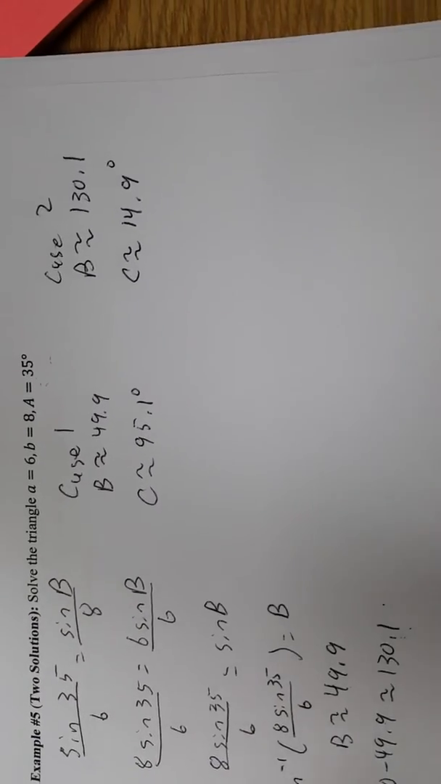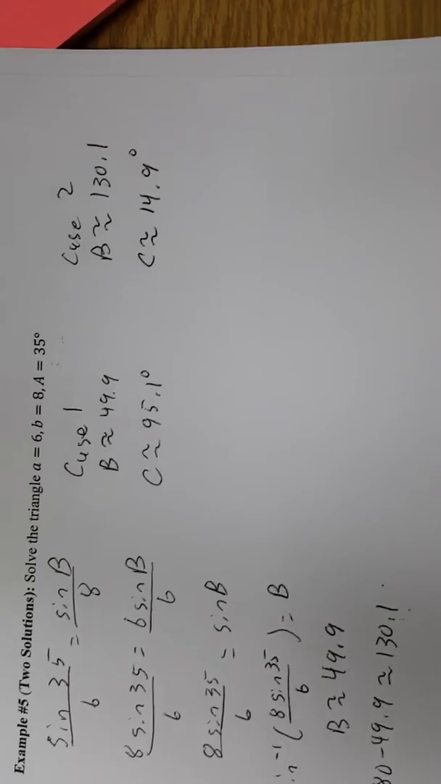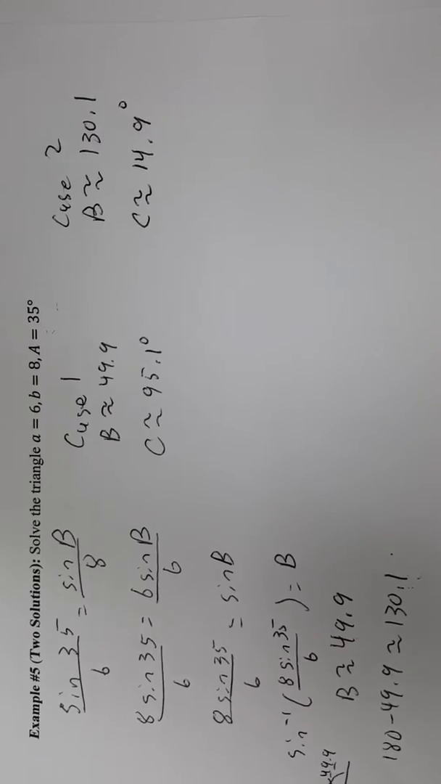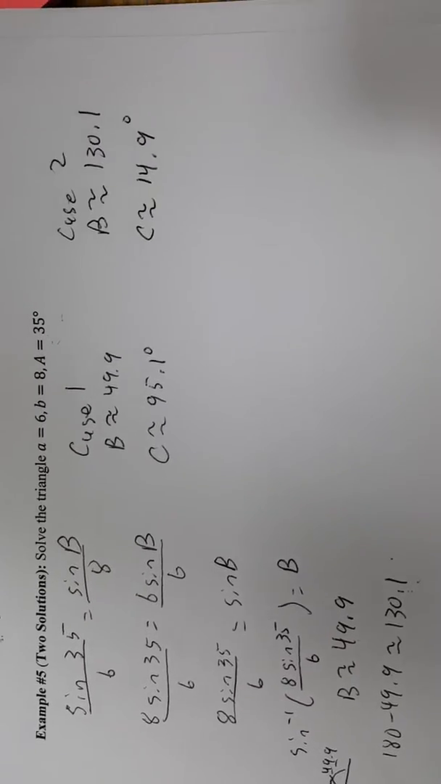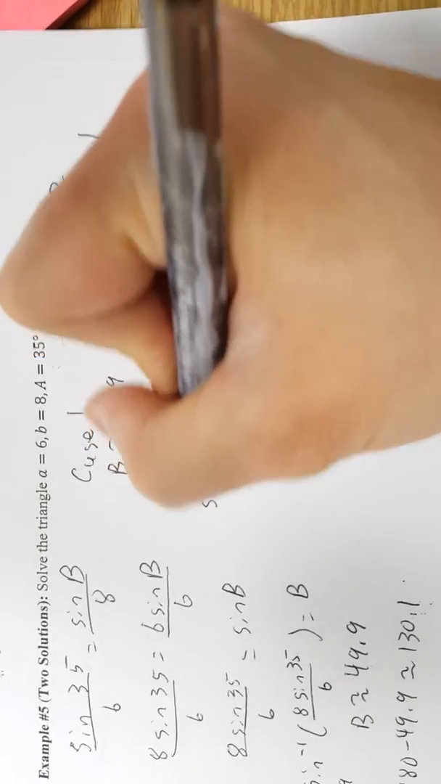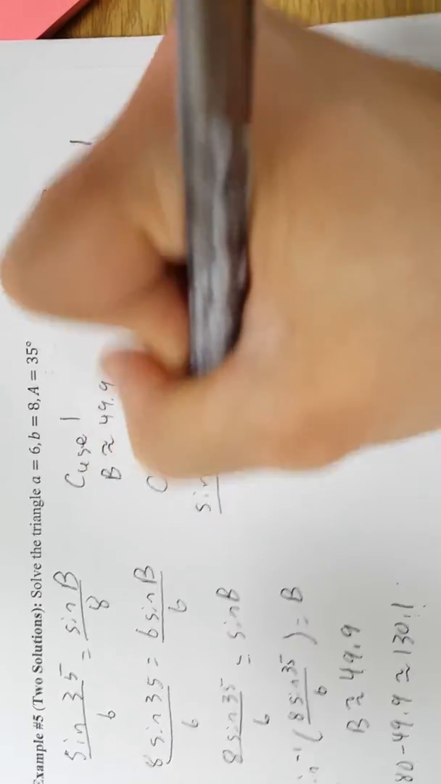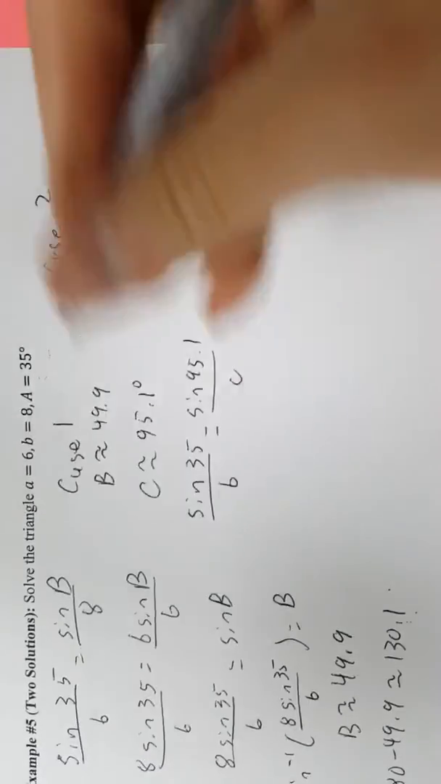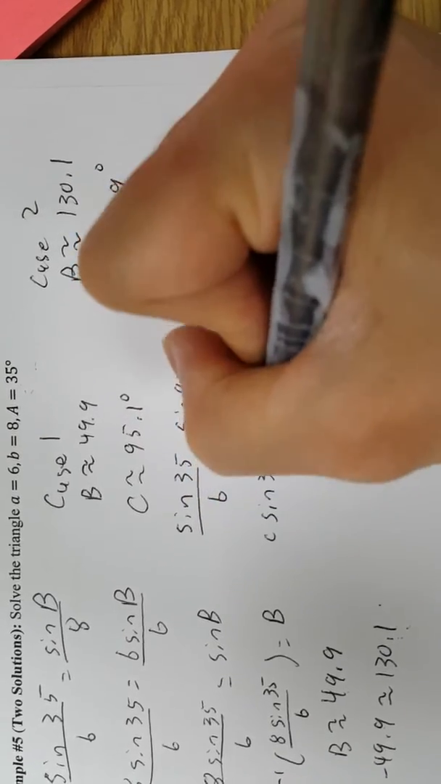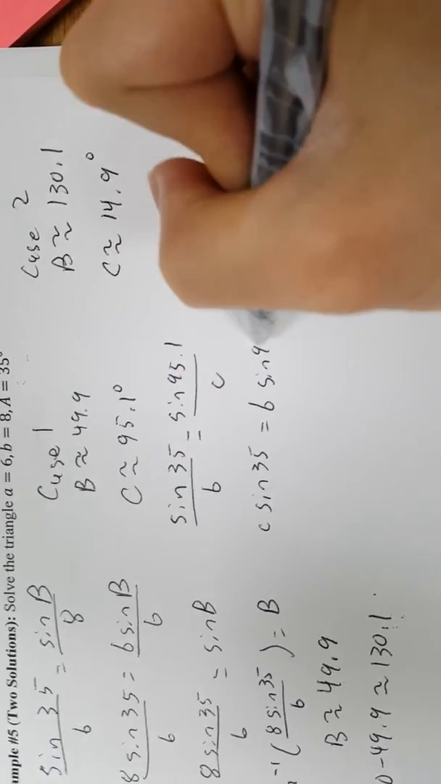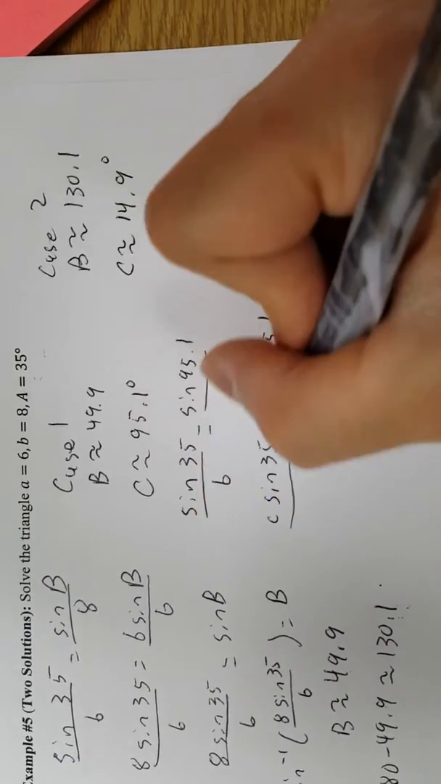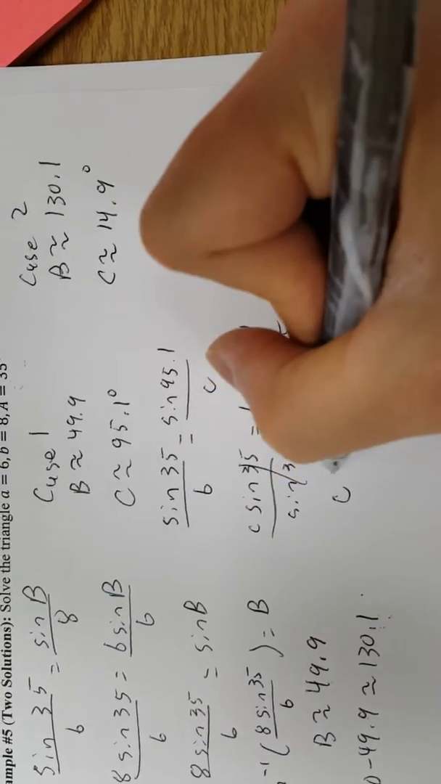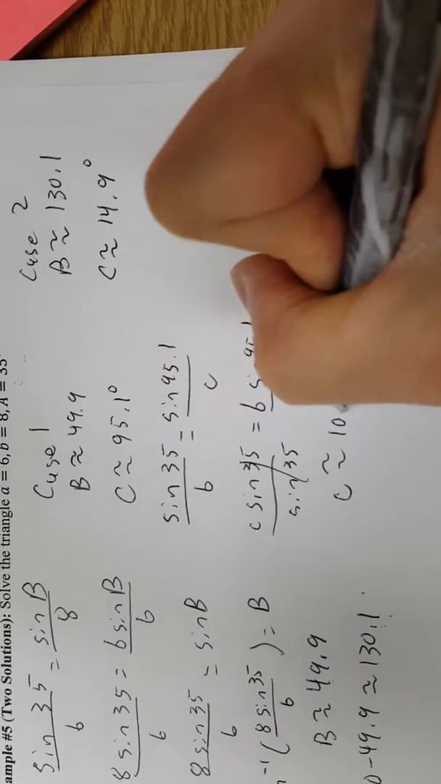So now what we do is we're just going to use the law of sines from each one to go ahead and find our last measurement. So to find side C, I just go ahead and do sine of 35 over 6 is equal to sine of 95.1 over C. We just go ahead and cross multiply. C sine 35 is equal to 6 sine of 95.1. We divide everything by sine of 35. And so C is about 10.42.